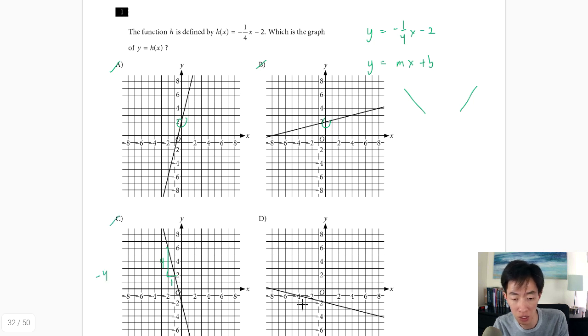So let's do it on choice D. Easiest points to pick are probably right over here. Rise is 2, and the run is going to be all the way to 8. So this is going to be 2 over 8. So the slope is -2 over 8, or -1/4. So we know automatically that D is the answer.